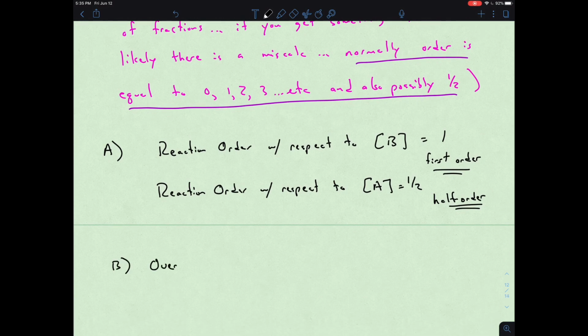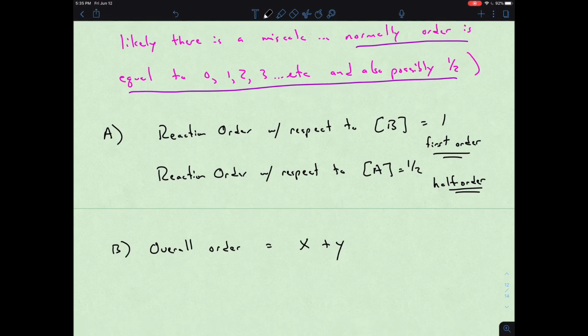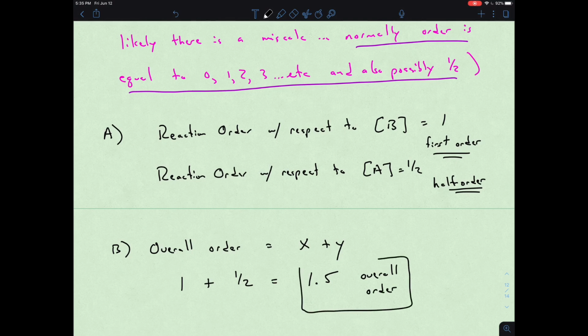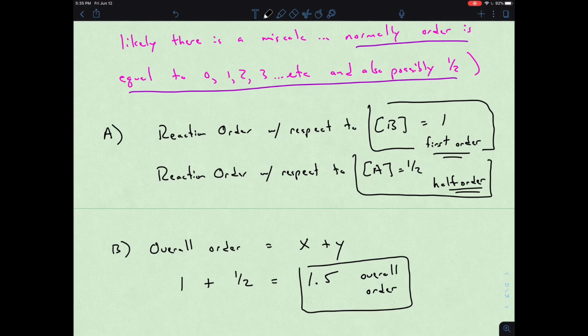The overall order would be equal to X plus Y. And so we would have 1 plus 1/2 or 1.5 as our overall order for the process. So we have our B being first order, we have our A being half order, and then we put those together, and that gives us 1.5 overall order.